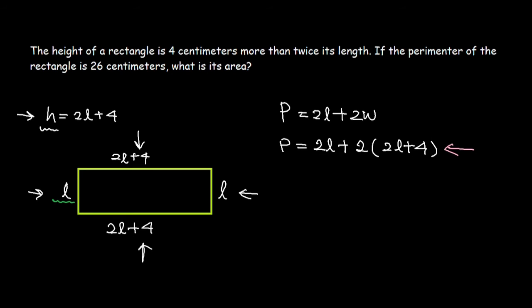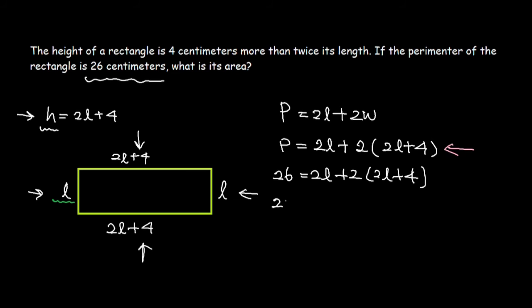And this time, we're given what the perimeter of the rectangle is. We're given that it is 26 centimeters. So instead of P, we're going to replace that with 26 equals 2L plus 2 times (2L plus 4), close parentheses. And now we just have to solve this, and we'll get what L is equal to, what the length of the rectangle is.